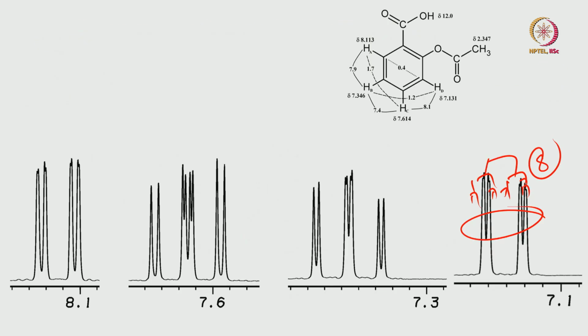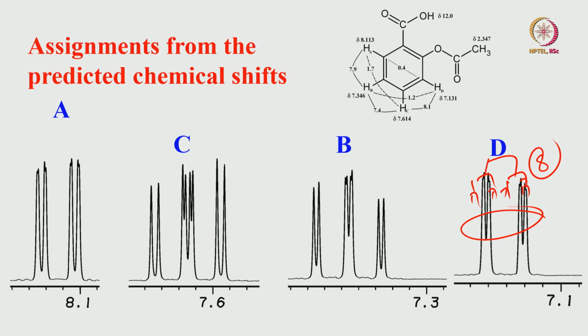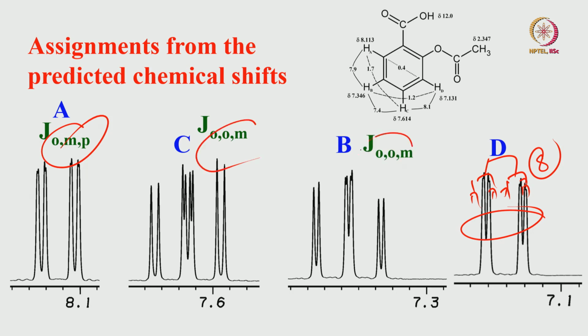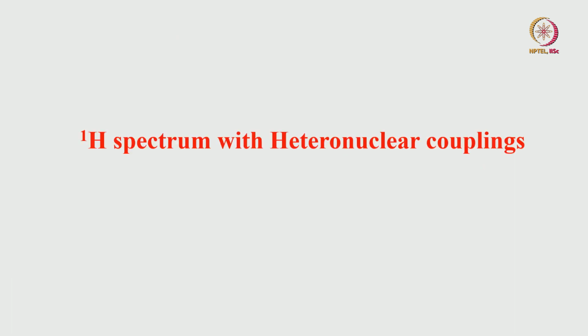So, acetyl salicylic acid, we can make the assignment here very easily. That is how we can understand. Please remember, proton A has ortho, meta and para coupling, proton C has ortho and meta coupling, proton B again has ortho and meta coupling, and proton D has ortho, meta and para coupling. All the patterns we could assign without any difficulty.